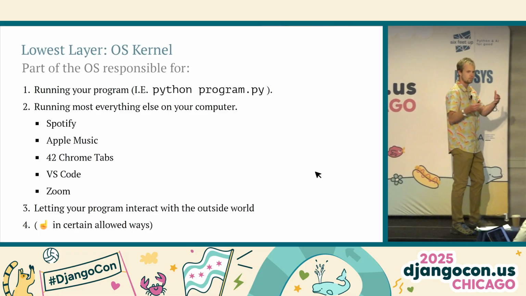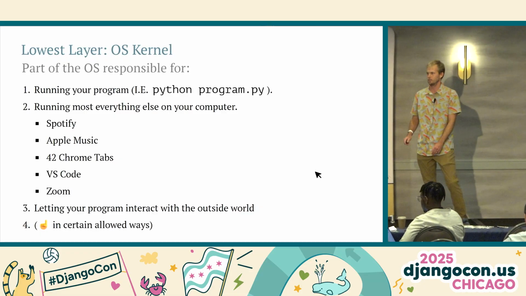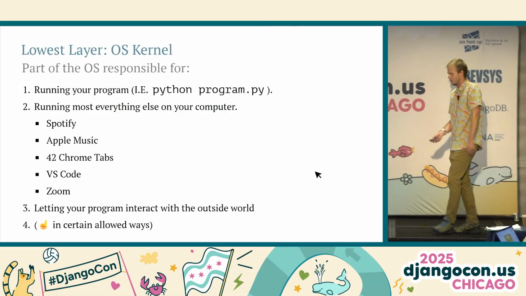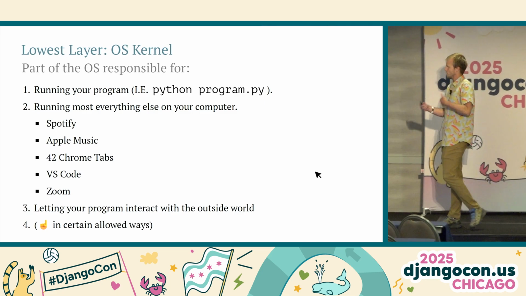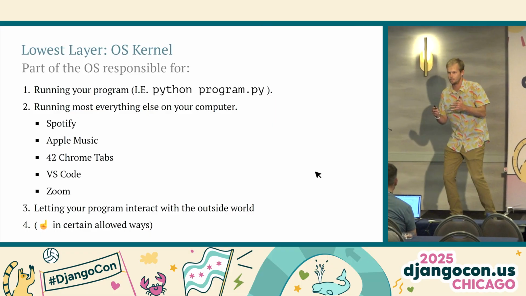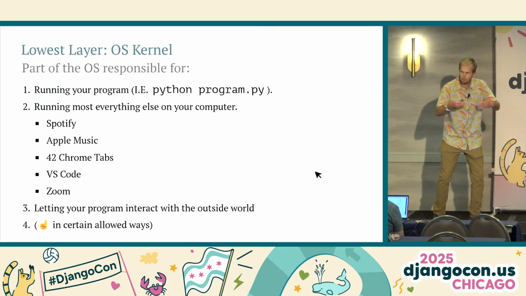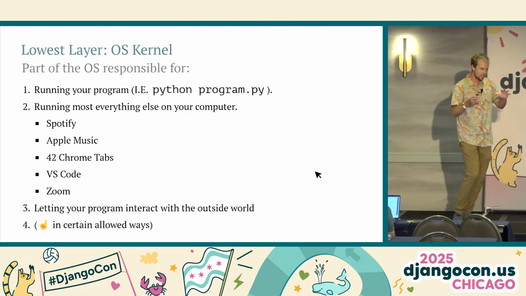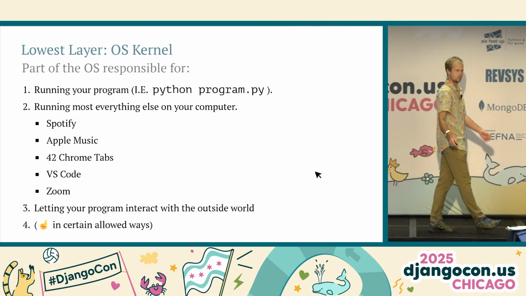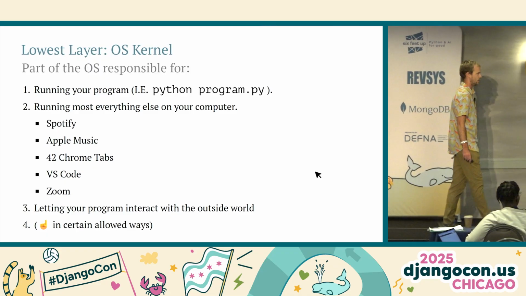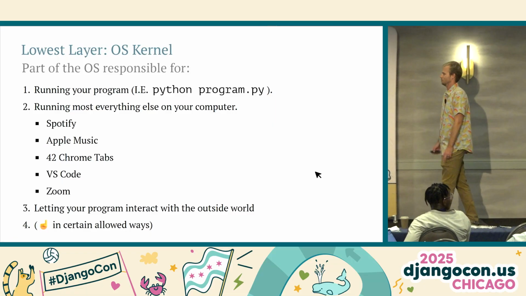So your computer, when you turn it on, there is a program, or you could think of it as a piece of code running, that underlies all your other programs, such that when you type python program and hit enter, Python is being executed, but Python is just a program. There is something that is running your programs and also running most everything else on your computer, whether it's your Spotify, Apple Music, your 42 Chrome tabs, VS Code, whatever.